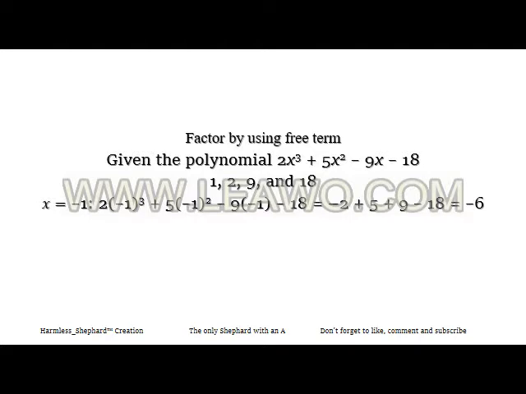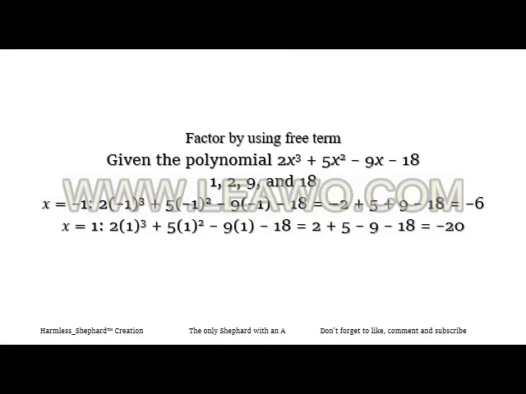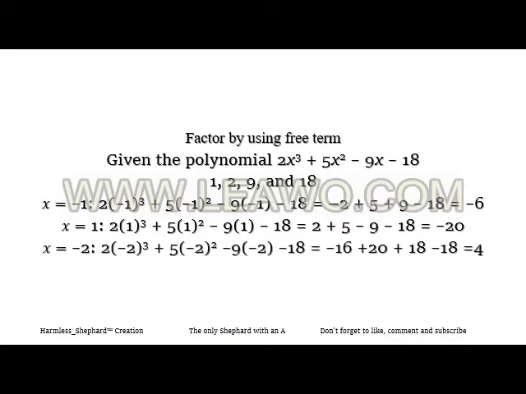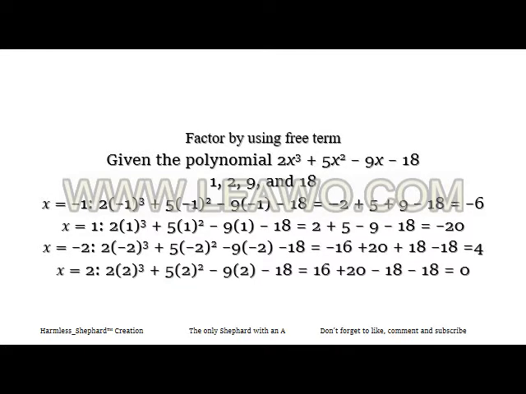So minus 1 doesn't satisfy the equation, we get 6. You're supposed to get 0. Using plus 1 gives us minus 20, which is not what we want. Using minus 2 gives us 4. No. We use 2. Wow, 2 gives us 0. Perfect, this is what we are looking for.